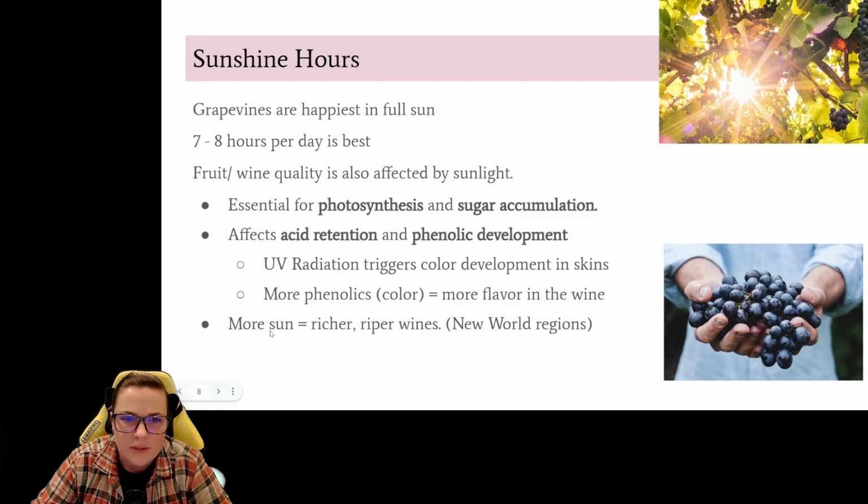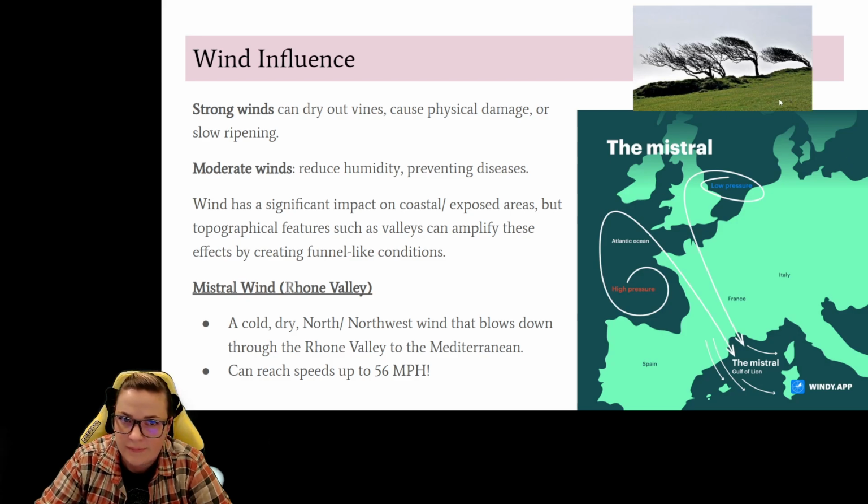So anything else I wanted to say on this slide? 7 to 8 hours of sunshine is best for grapevines. They are very happy in completely full sun. You don't have to worry about planting a vineyard in any partial sun or anything. Grapevines are happy to be out there basking in it. So that's fun. Okay, so we talked about sunshine.